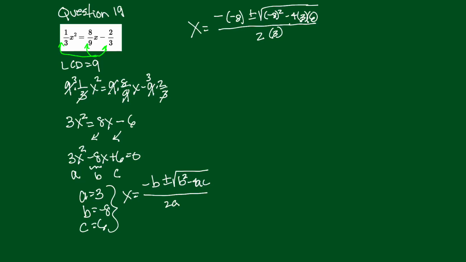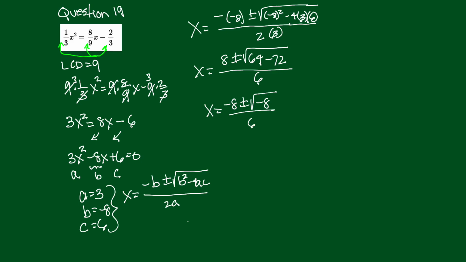So it's just a bunch of arithmetic. X is equal to negative 8, that's positive 8, plus or minus the square root of, negative 8 squared is 64, minus 4 times 3 times 6, okay? Negative 4 times negative 3 is negative 12. Negative 12 times 6, negative 72. Do it on your calculator if you need to. All over 6. X is equal to 8 plus or minus. Now, 64 minus 72 is negative 8 over 6.